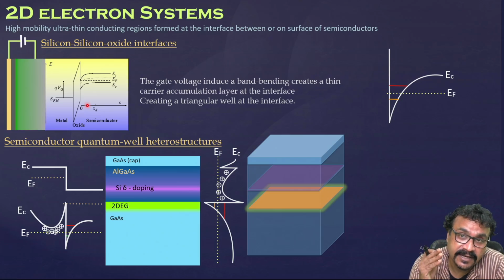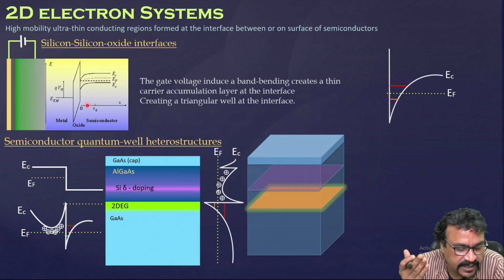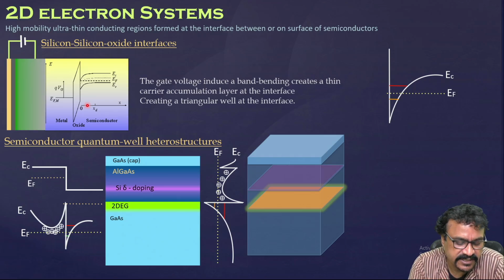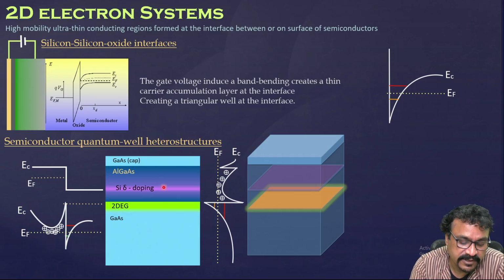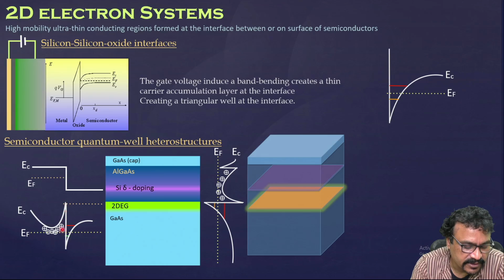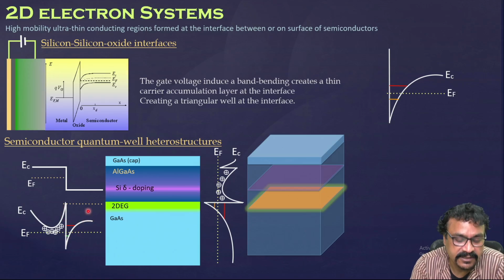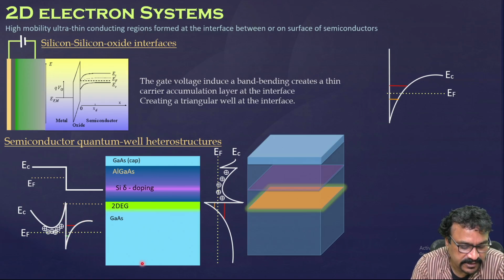There is a cleaner two-dimensional system which is realized in semiconductor quantum well heterostructures, where you have a sandwich of materials with different band gaps, such as gallium arsenide, aluminum gallium arsenide, or silicon, silicon germanium. Then you can get a very thin quantum well at the interface. This shows the conduction band profile of the structure as you go across.